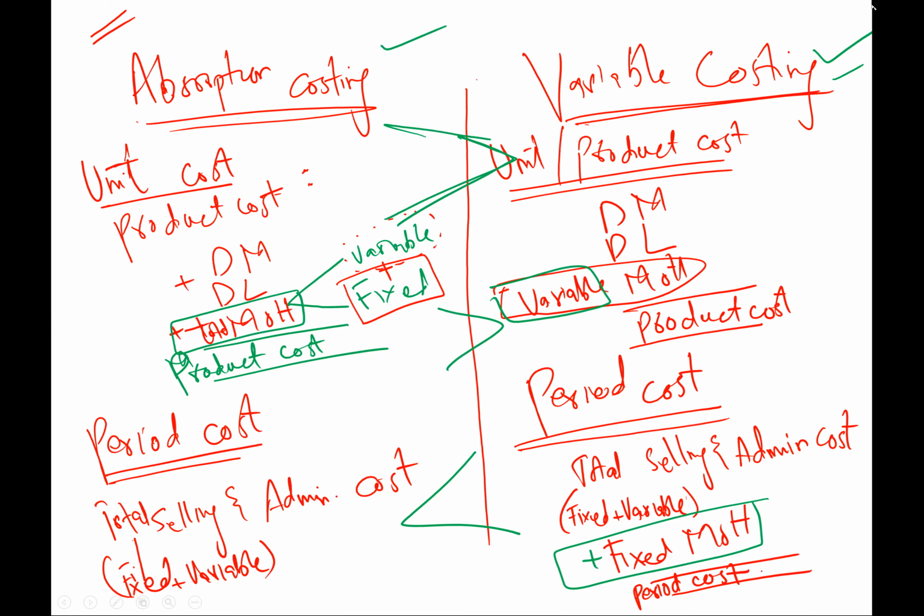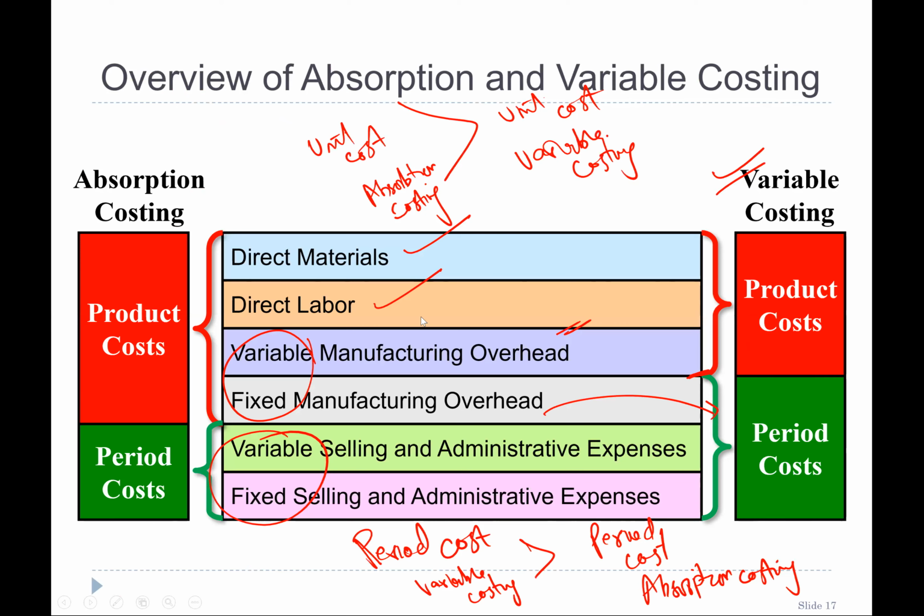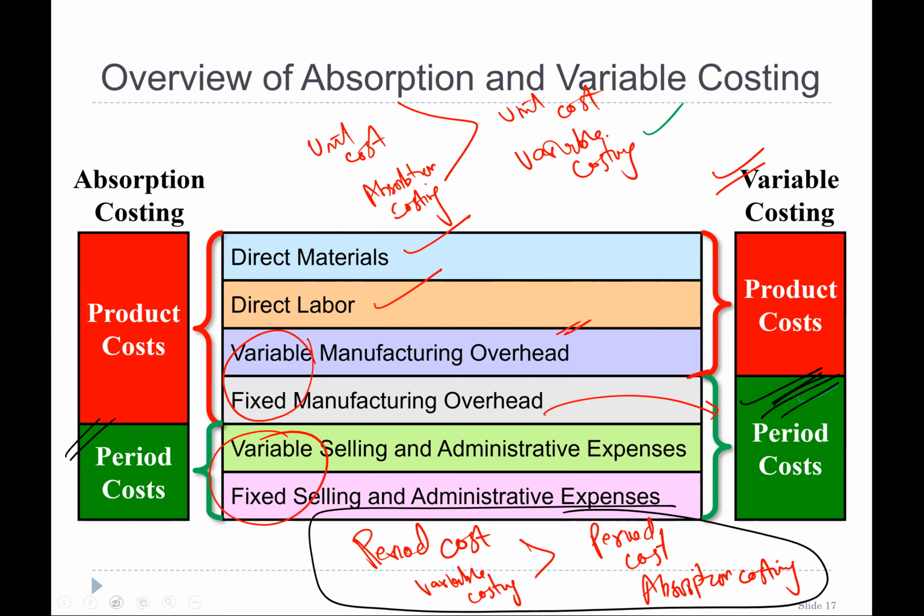Okay. So I was talking about this stuff here. Unit cost or product cost under absorption is greater than the variable unit costing, and the period cost of variable is greater than the absorption. Let's move further.